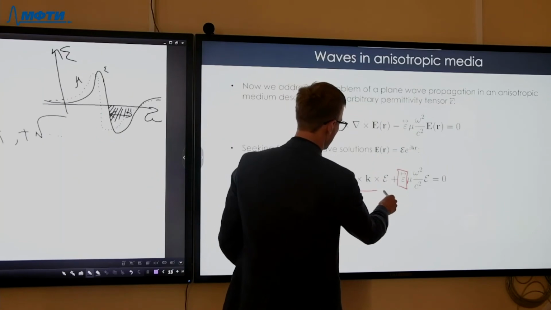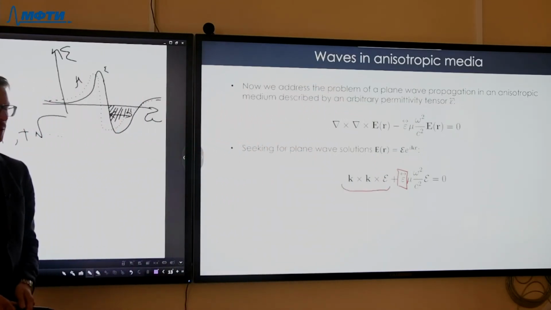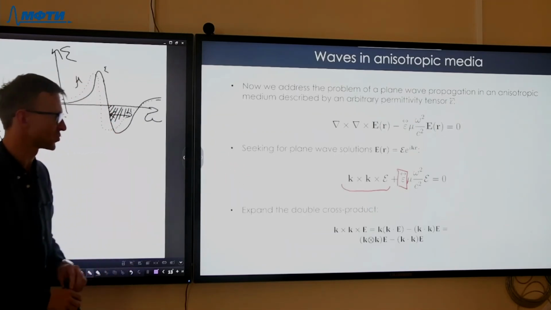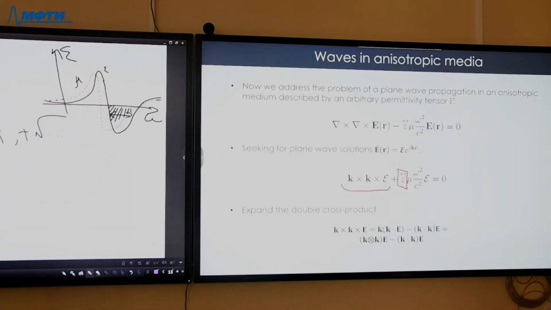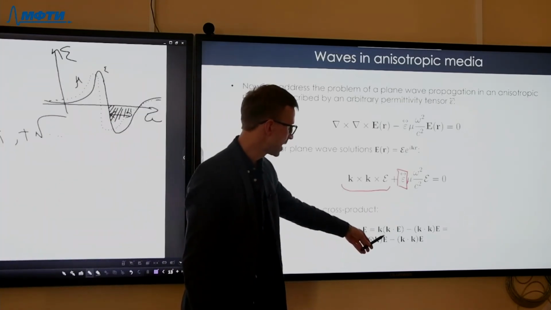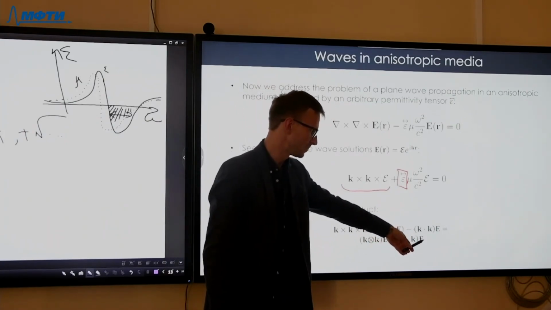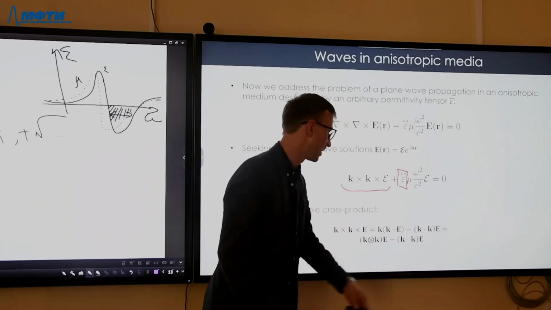We need to expand this double cross product. But luckily, there is a very simple rule in vector calculus that allows us to expand this. Remember that, well, this is actually quite straightforward. This is the rule for how we can expand the double cross product. So it becomes a difference of k times the dot product of k and e, minus the scalar product k times k, which is now a scalar, multiplied by the electric field.